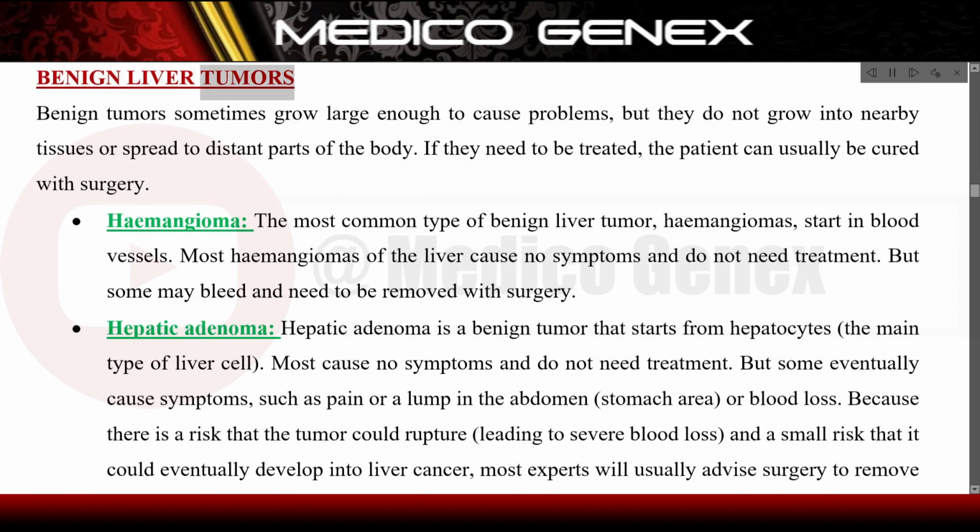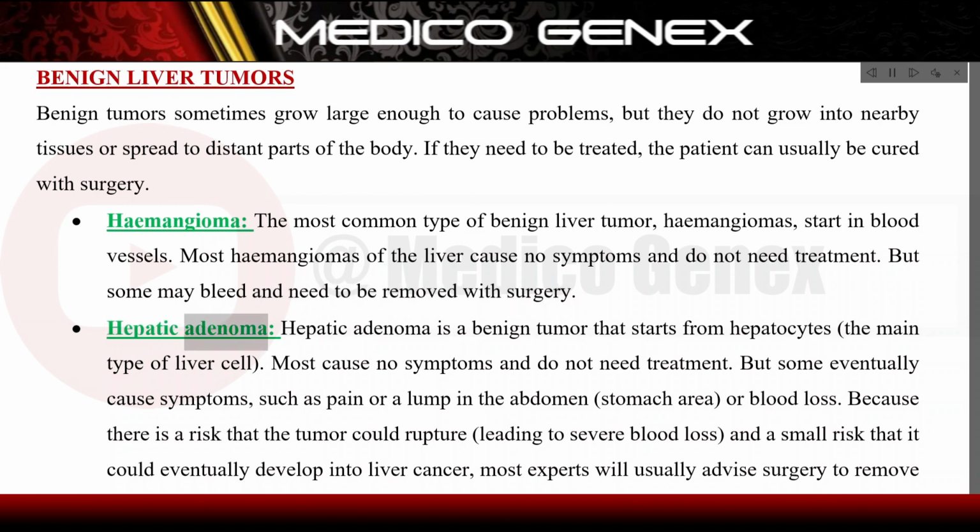Benign liver tumors. Benign tumors sometimes grow large enough to cause problems, but they do not grow into nearby tissues or spread to distant parts of the body. If they need to be treated, the patient can usually be cured with surgery. Hemangioma, the most common type of benign liver tumor. Hemangiomas start in blood vessels. Most hemangiomas of the liver cause no symptoms and do not need treatment. But some may bleed and need to be removed with surgery.